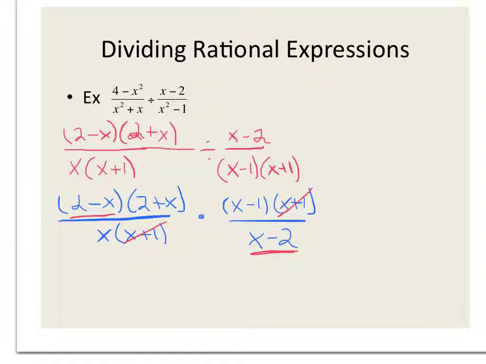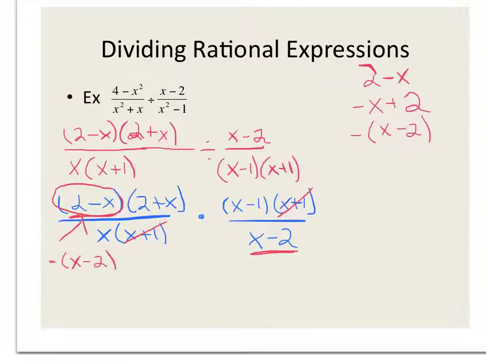In fact, if we take this first one over to the side here, we think about that 2 minus x is the same as negative x plus 2, right? So if I want to see if I can turn it into the other one, I'm going to factor out a negative and get negative x minus 2. So now this part here can become negative x minus 2, which means it can cancel with that one on the bottom.